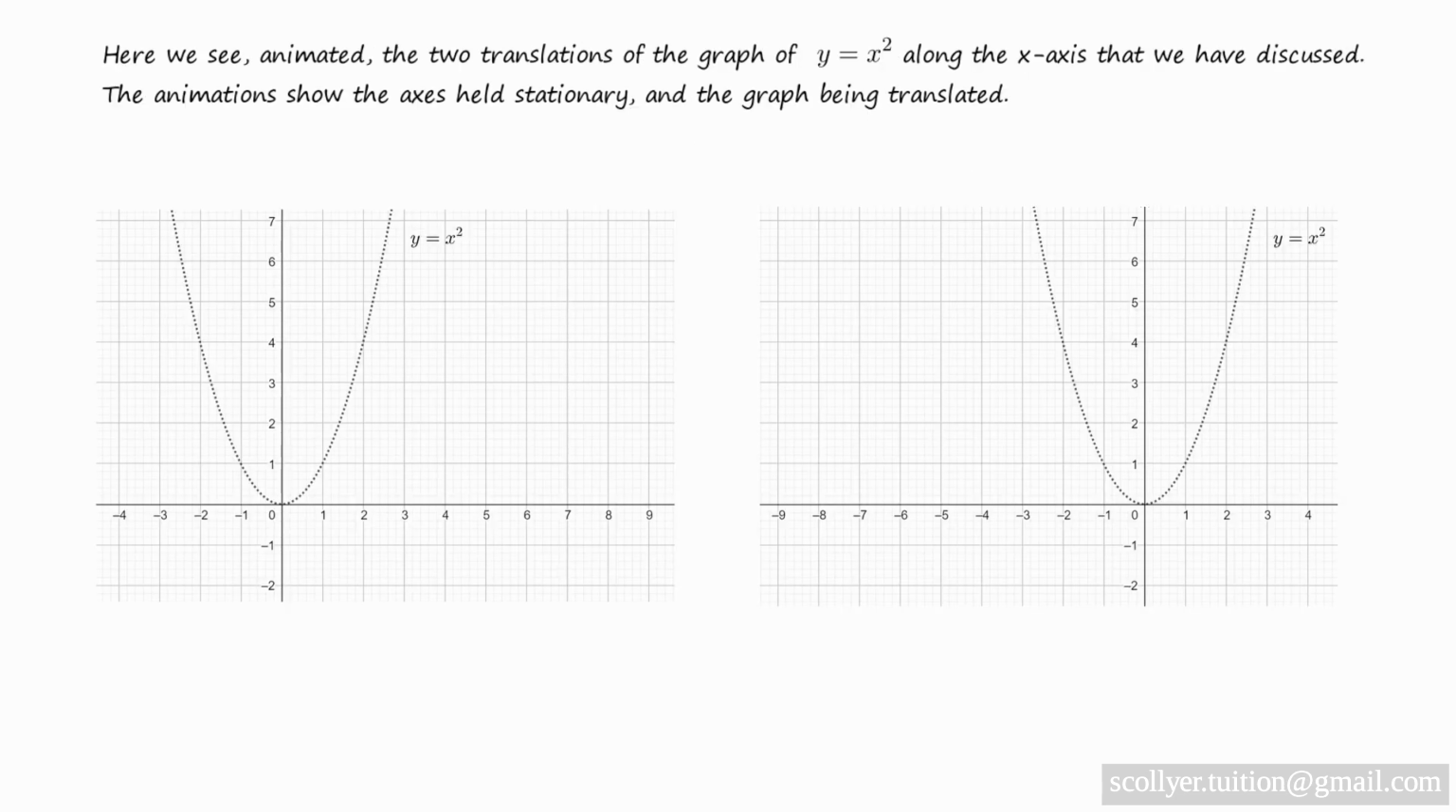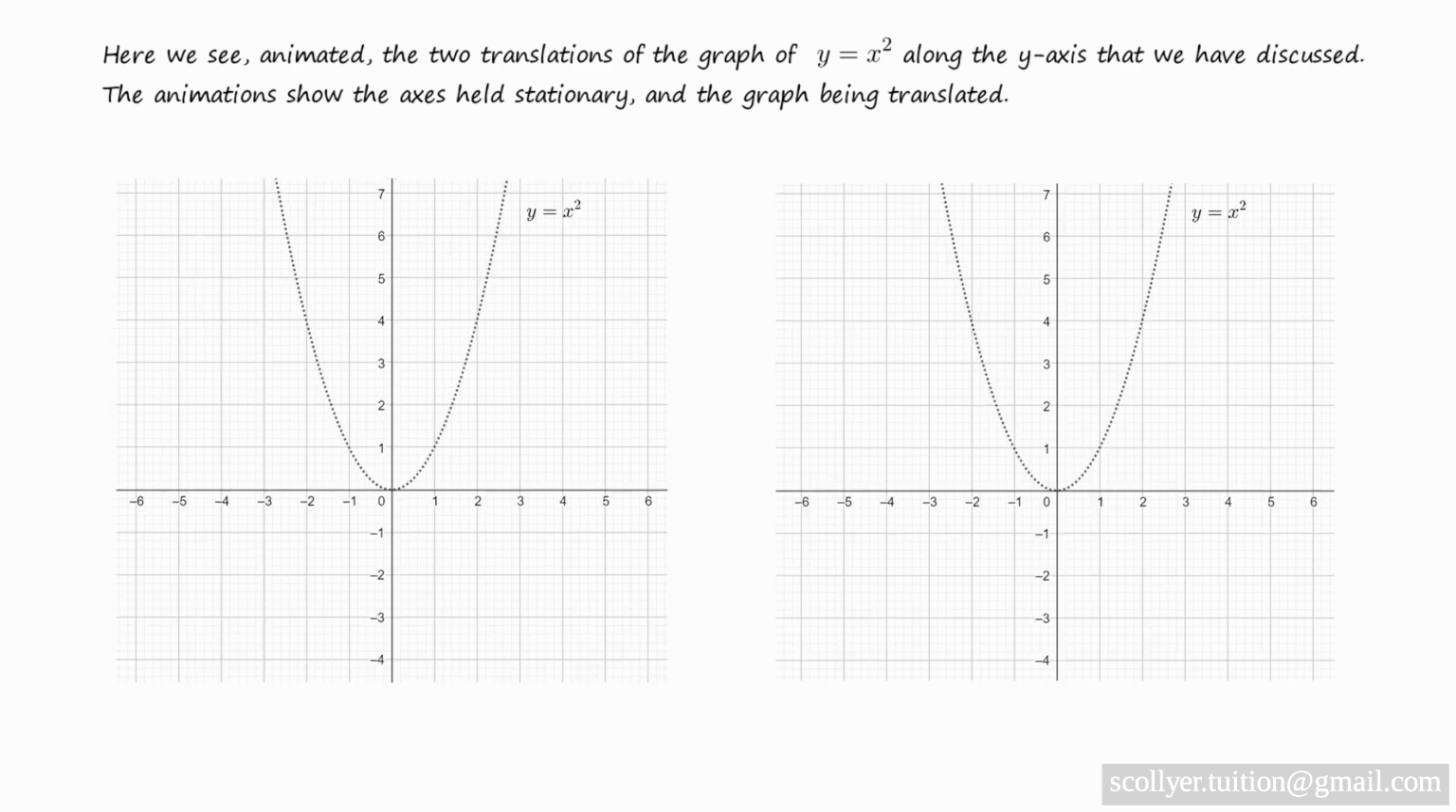Here we see animations of the two translations of the graph of y equals x squared along the x-axis that we have discussed. And the animations show the axes being held stationary and the graph itself being translated. And similarly, here we see animations of the translations of the graph of y equals x squared along the y-axis, with again the animations showing the axes held stationary and the graph being translated itself.